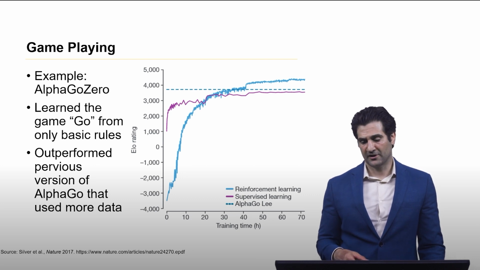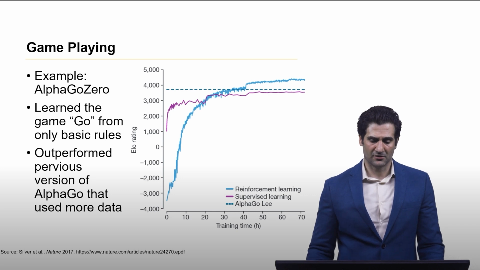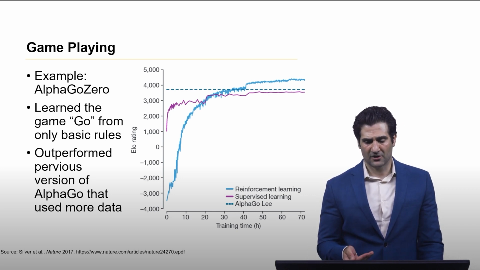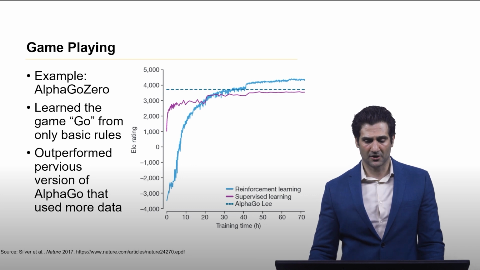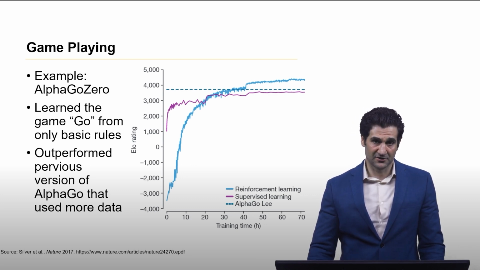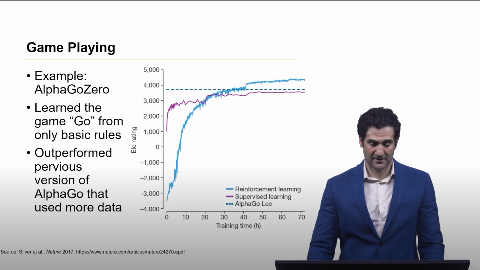Also, they compared it here to supervised learning. And you could see, using this rating that's standard for that game, how AlphaGo took a lot of training time to get up to par with the supervised approach and then reach the previous levels of AlphaGo. But then with more training time, it was able to exceed both of these competitors.